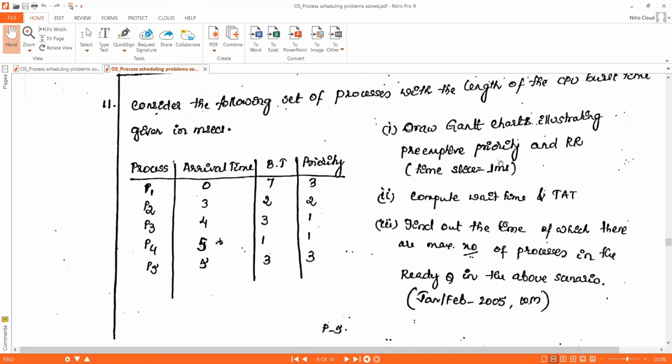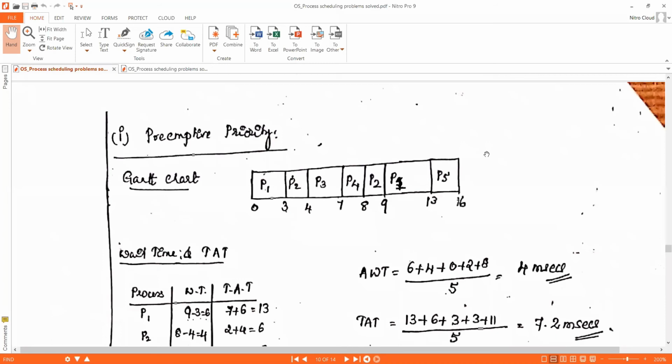Okay, they have asked us to solve this problem by using preemptive priority and round robin scheduling, and compute the waiting time and turnaround time, and find out the maximum number of processes in the ready queue in the above scenario. Okay, that we need to find. Next, first we'll solve this using preemptive priority scheduling.